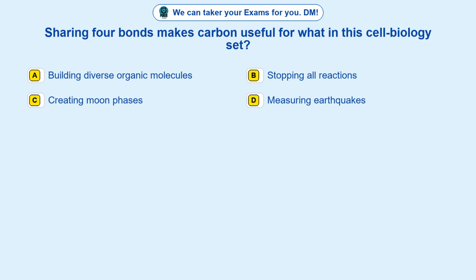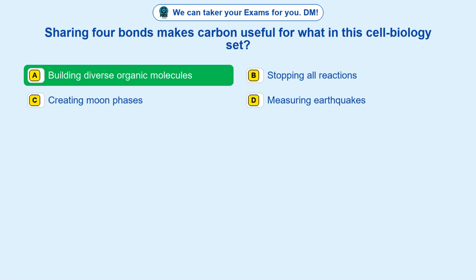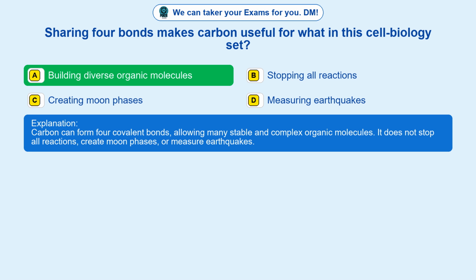Question 52. Sharing 4 bonds makes carbon useful for what in this cell biology set? Option A building diverse organic molecules. Option B stopping all reactions. Option C creating moon phases. Option D measuring earthquakes. The correct answer is option A, building diverse organic molecules. Carbon can form 4 covalent bonds, allowing many stable and complex organic molecules. It does not stop all reactions, create moon phases, or measure earthquakes.